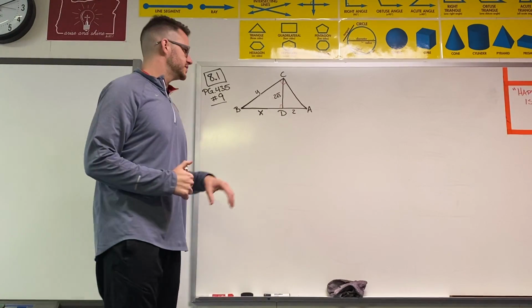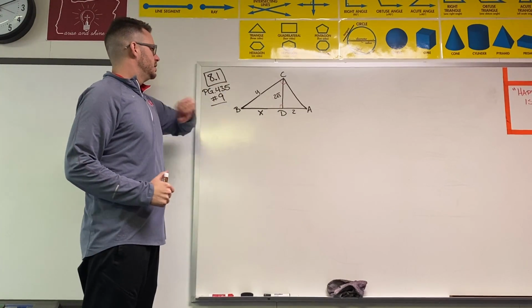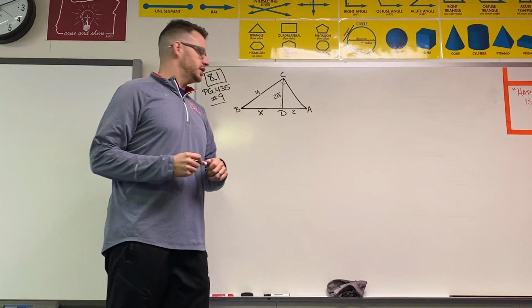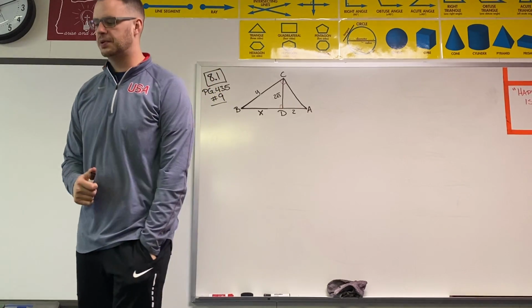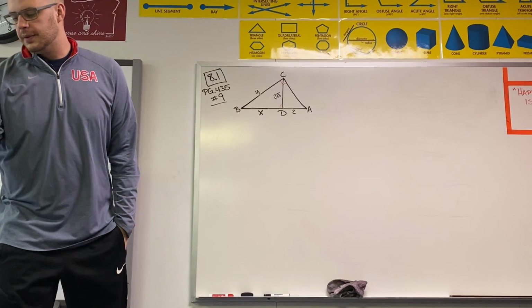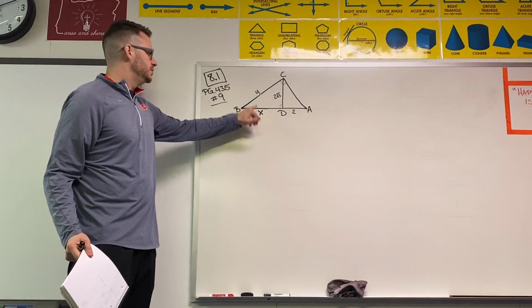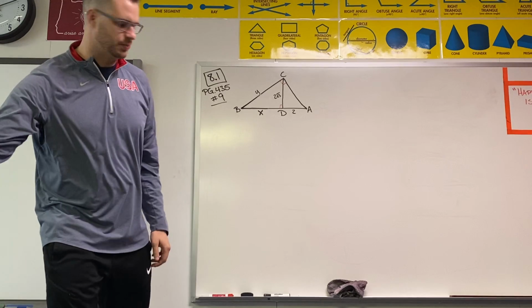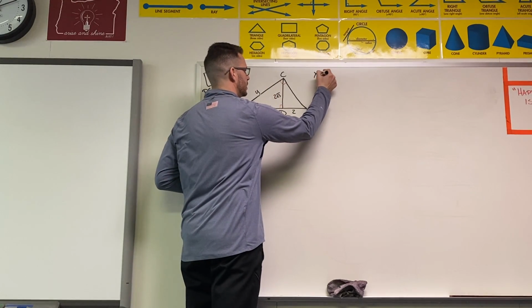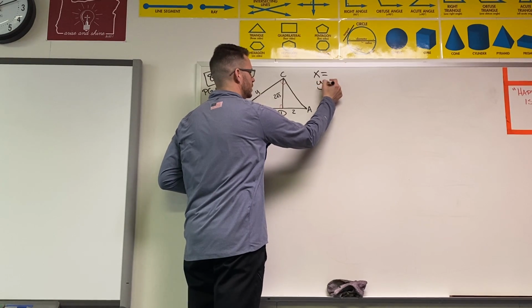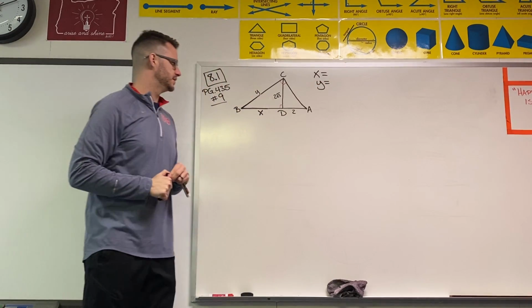All right, I've gotten a few questions here. This is Geometry Lesson 8.1 on page 435. This is problem number 9, so the last problem on the assignment. We are asked to solve for the values for x and y on this problem. So eventually, we need to come up with x equals and y equals for our answer.